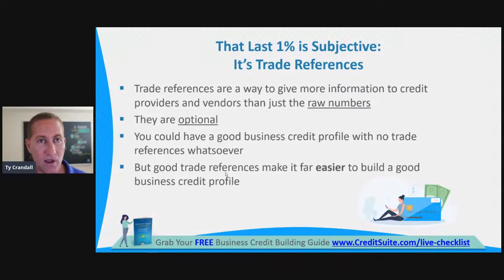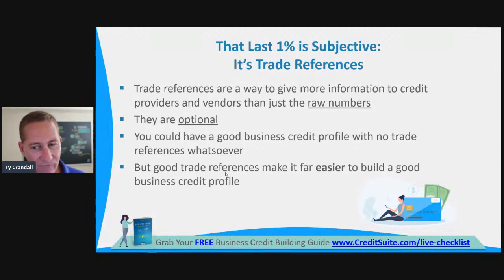But here's what's interesting. They're optional. You can do them or not do them. And most people don't even know how to add trade references. They don't even know what trade references are. So you can have a good business credit profile with no trade references whatsoever, but these good references make it easier to build good business credit.